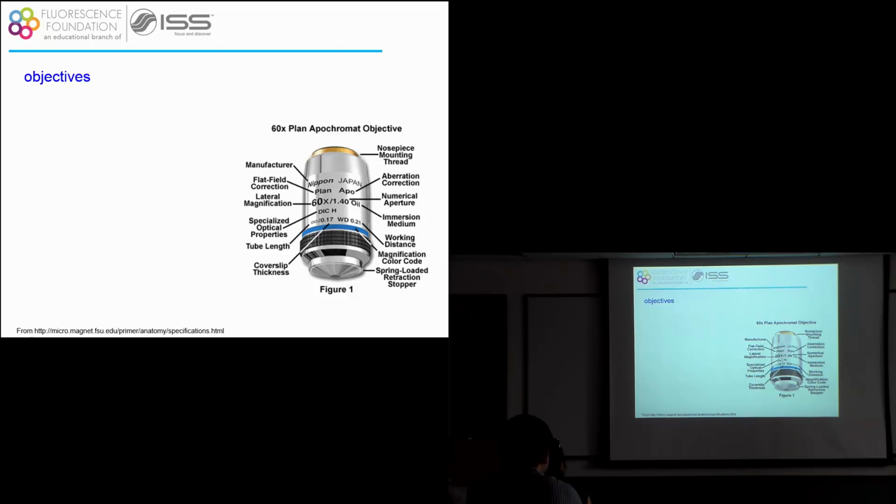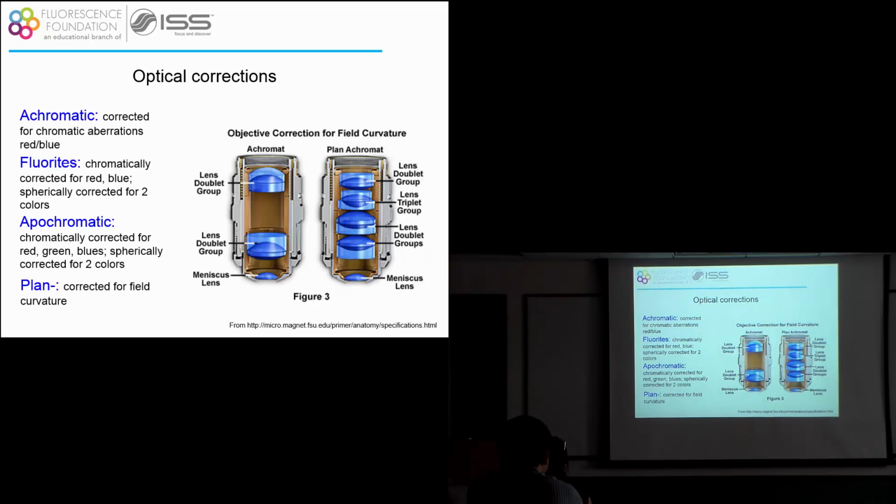What is the specialization of the optics? The tube length, infinity corrected. The cover slip, the thickness of the cover slip that we need to use on the sample, so 170 micron. The working distance, 210 microns. And the magnification code, then there is a spring loaded. So if we look at the objectives, they are generally classified into 4 classes. And these are just the breakup of some of these objectives, the achromat and the plan achromat.